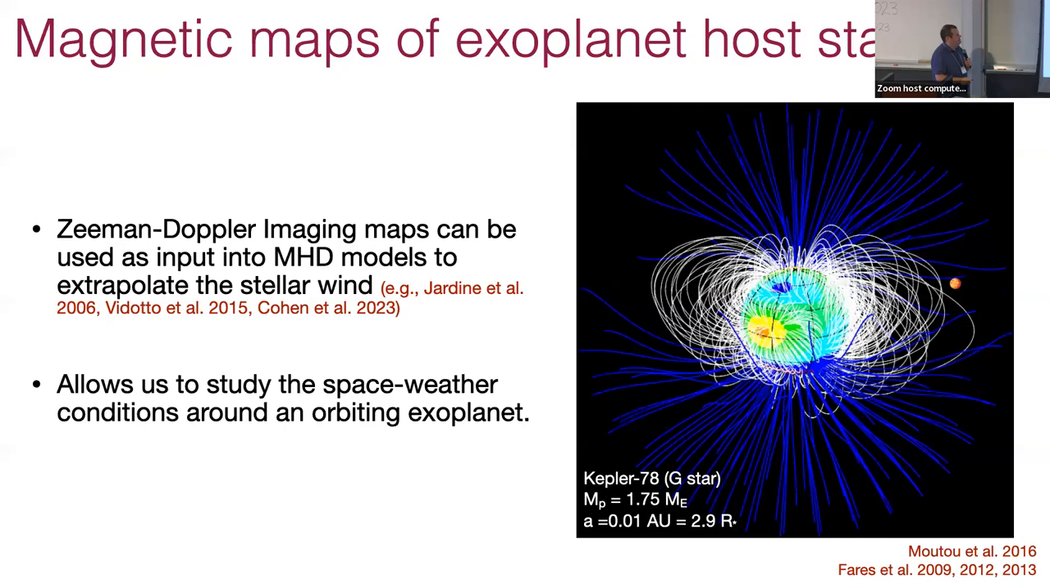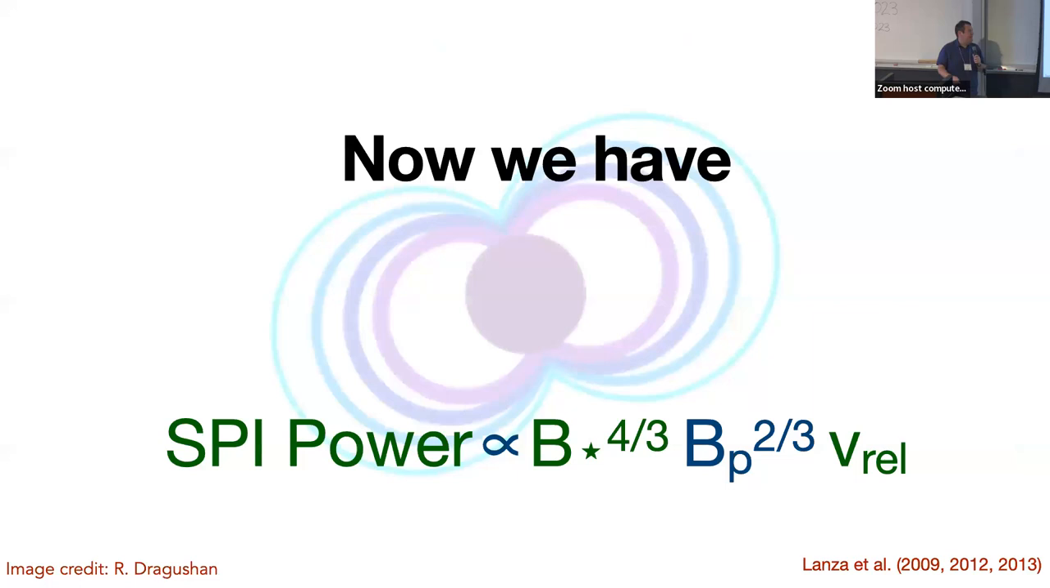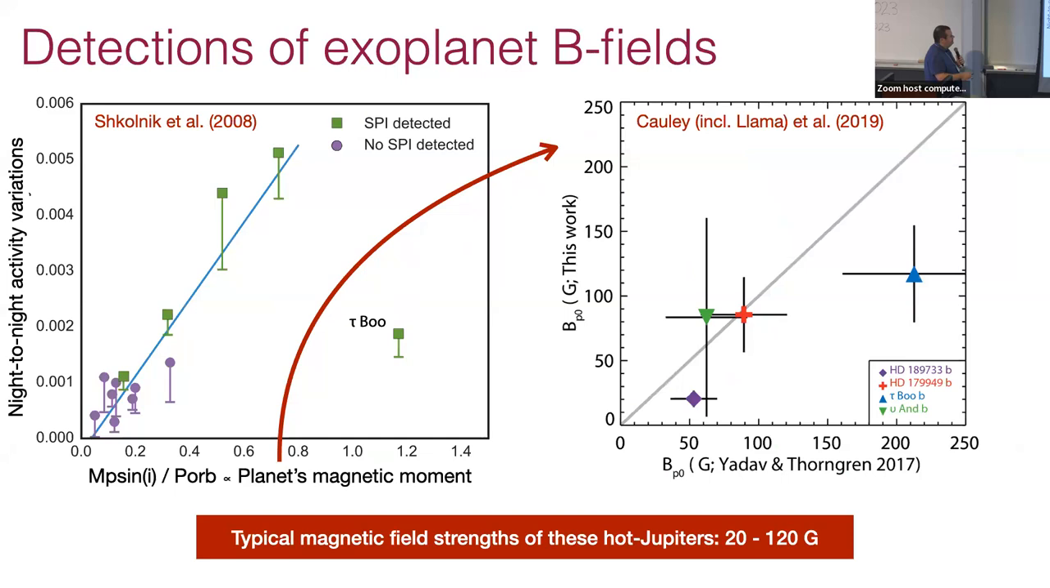And so that enables us, one of the outputs of these simulations is the speed of the wind at the orbit of the planet. And so now we have everything we need to actually recover the planetary magnetic field. And again, my colleague Wilson Corley put this work into context. This was published in 2019, and we have some of the first detections of absolute magnetic field strengths in terms of Gauss for hot Jupiters. And we find they have a magnetic field of about 20 to 120 Gauss.